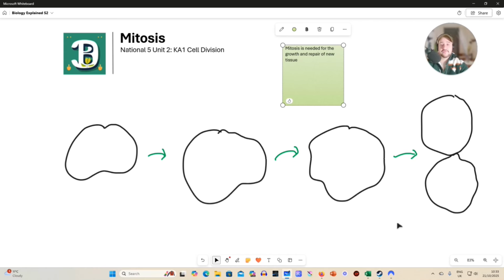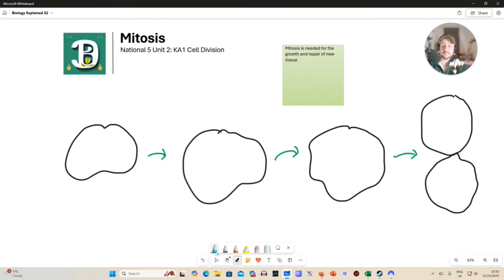Right, on the screen we can see I have got some empty cells ready for us to go. So let's make a start on looking at the different steps involved in mitosis. Remember, the outcome of mitosis is 2 identical daughter cells. They are identical to each other, but they're also identical to the first cell here. Okay, so essentially it's like a clone, right?